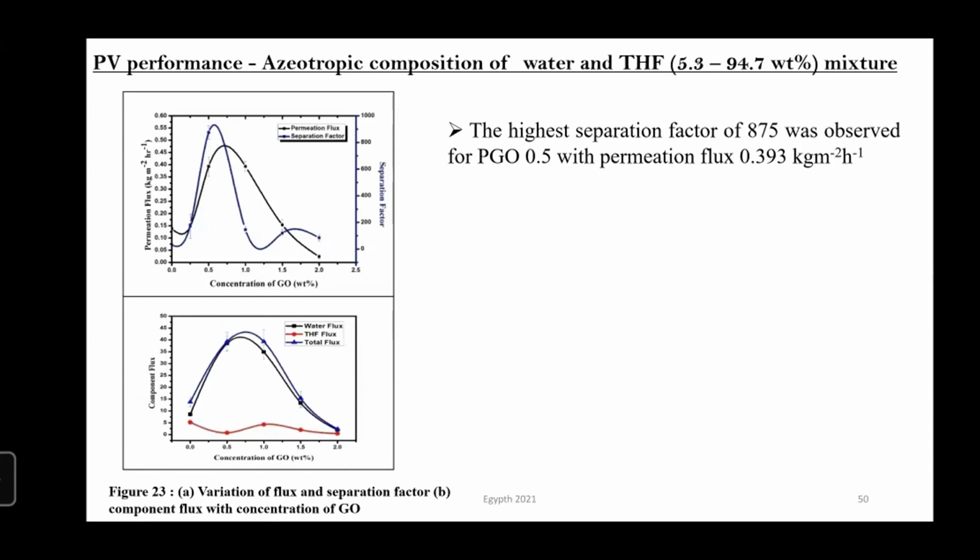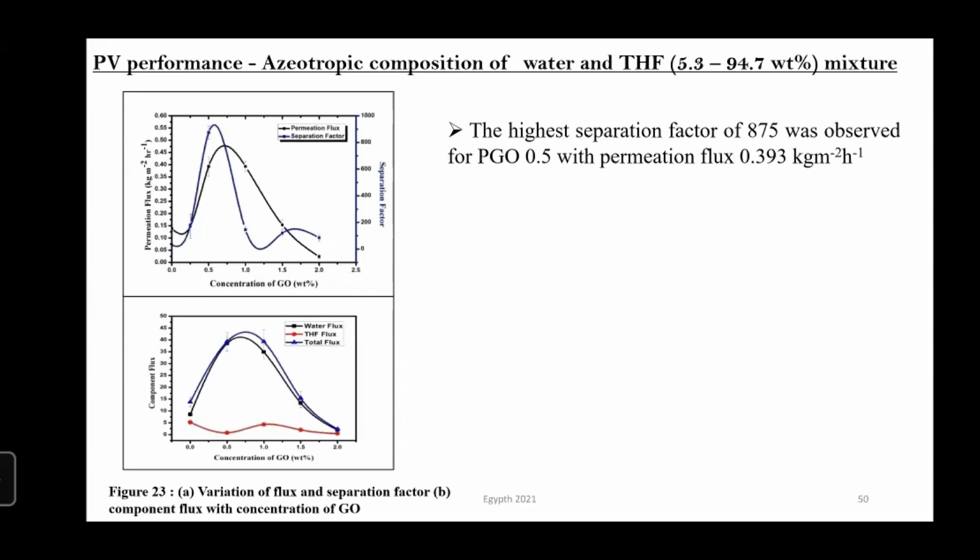The second image shows the total flux and water flux, which are somewhat close to each other. That indicates that after the separation, the permeate contains mainly water. That indicates water is selectively permeating through the membrane. That's why the water flux and total flux are closer than the total flux and THF flux.